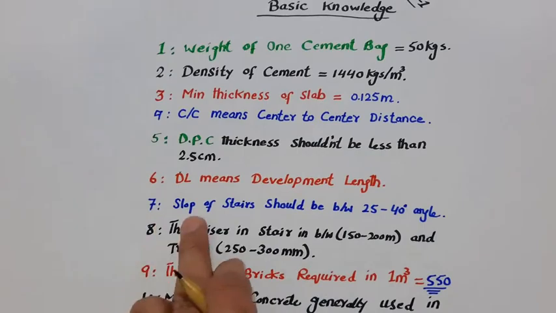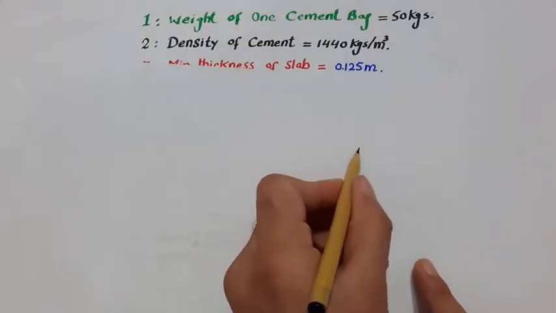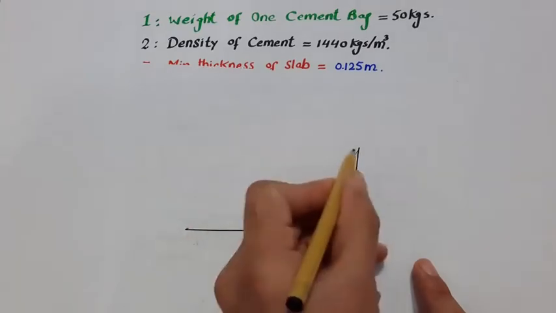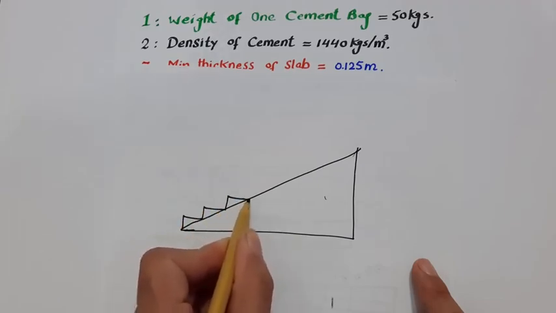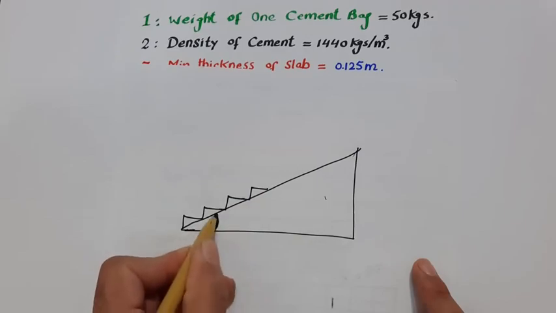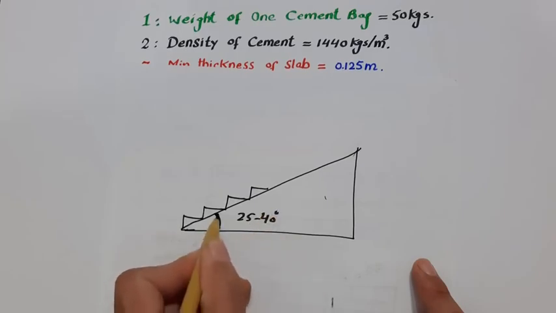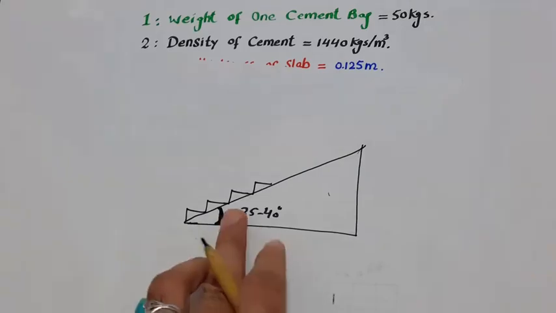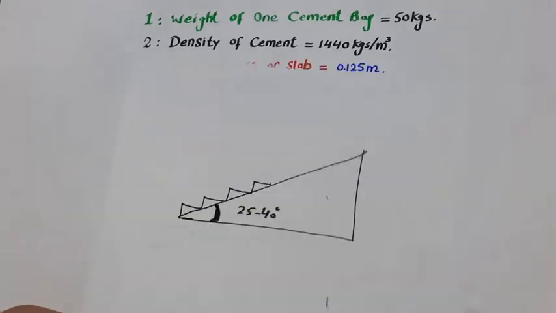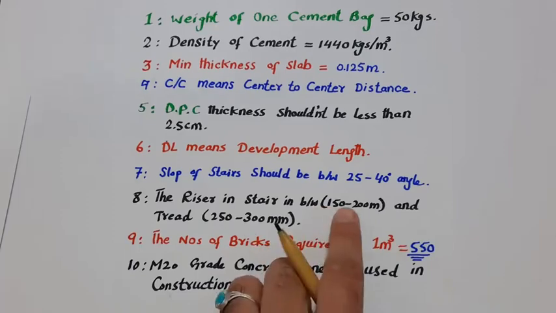The next one is, guys, seventh, slope of stair should be between 25 to 40 degrees. What does it mean? Guys, you can see this is a wall, this is a stair, and these are steps. This angle should be between 25 to 40 degrees. It should not be more than 40 degrees, otherwise people will face more problems when they are using these stairs. So the angle should be between 25 to 40 degrees.